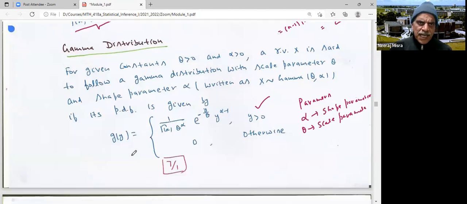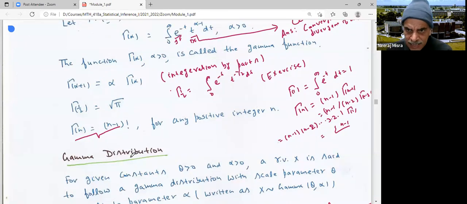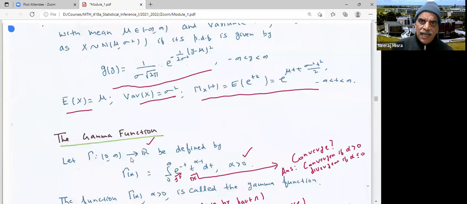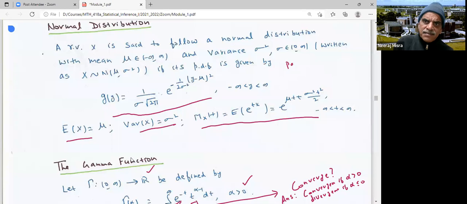Similarly, the normal distribution has two parameters. One is the mean and one is the variance. So the normal distribution has mu, which is the mean, and sigma square or sigma.